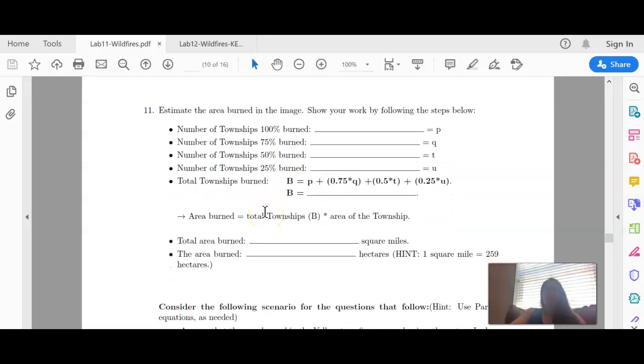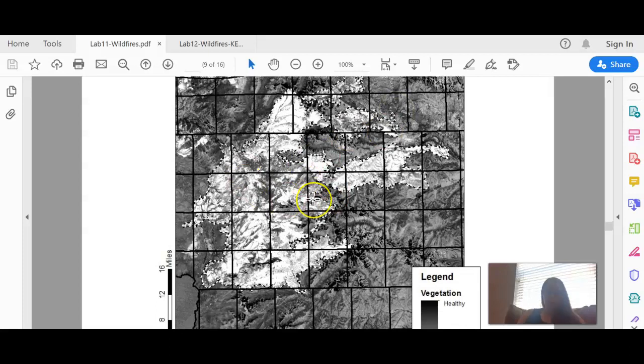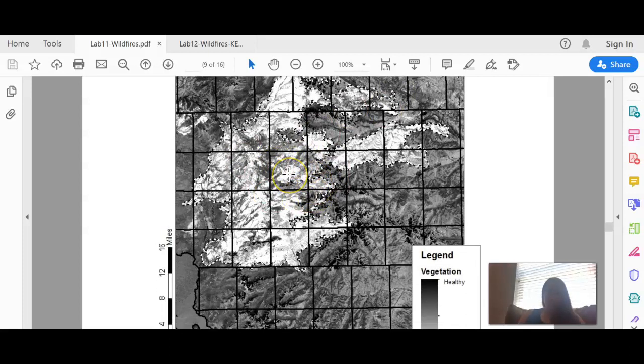So estimate the area burned in the image. So show your work by following the steps below. So you need to evaluate the images, mostly this second image, and from that determine how many townships were completely burned, how many townships were 75% burned, how many were 50% burned, and how many were 25% burned. So the easiest way to do that is to print out this image and go ahead and cross out the squares that you have been adding.